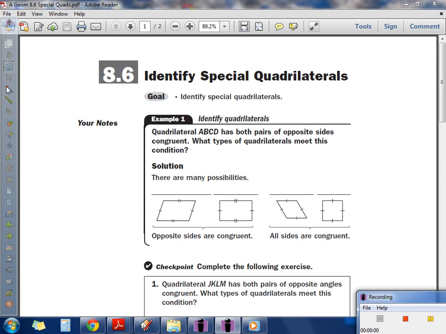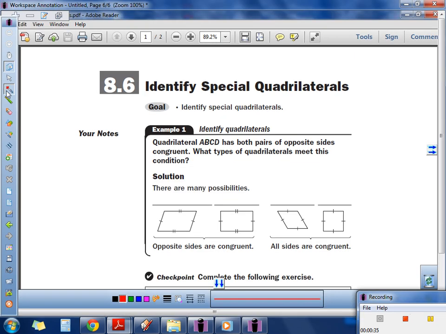So today, let's focus on example 1. Here's a basic question you should be able to do. The first one says, quadrilateral ABCD has both pairs of opposite sides congruent. So maybe make a sketch of that. Opposite sides congruent.